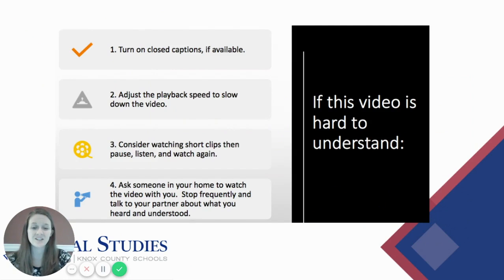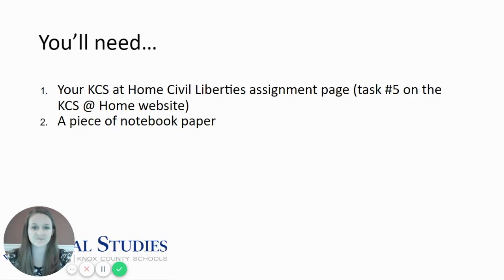If this video is hard to understand, you can turn on closed captions if available, or adjust the playback speed to slow down the video. Both of these options are available in the settings for the video. You could also consider watching short clips, then pause, listen, and watch again, or ask someone in your home to watch the video with you. Stop frequently and talk to your partner about what you heard and understood.